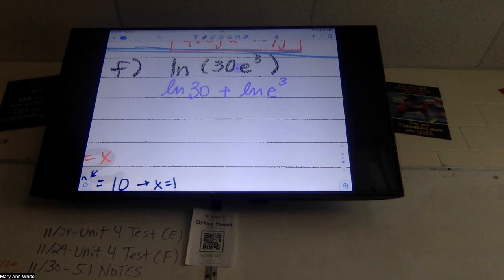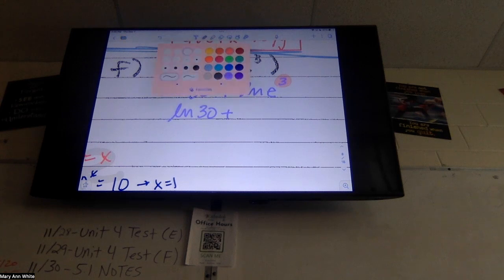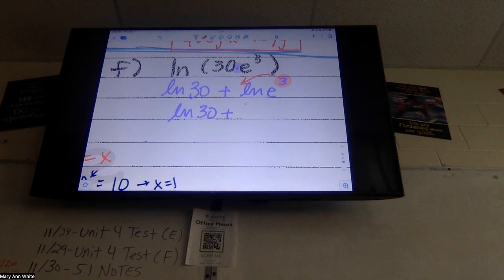Can we write 30 as a number raised to an exponent? I can't think of one, can you? So I always ask myself that. Sometimes like 100 you can, sometimes like 30 you can't. So I can't on this one. So I'm going to just carry that ln of 30 down. But I do have myself a little exponent here. The 3 is going to come out front, so I'm going to do 3 ln e.